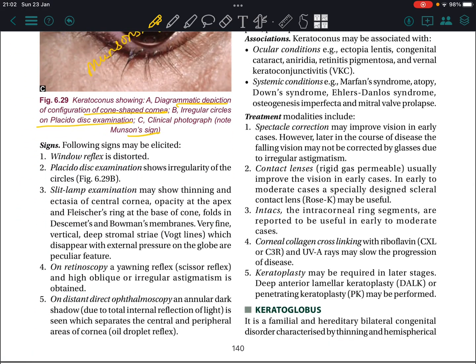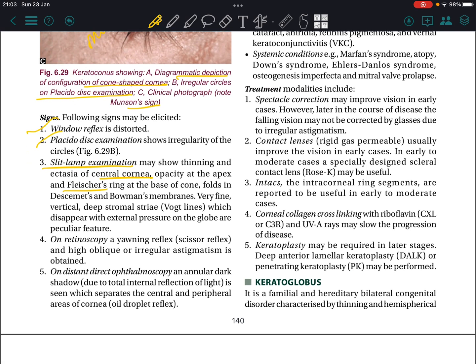Signs: window reflex is disordered on Placido disc examination. Slit lamp examination may show thinning and ectasia of the central cornea, opacity at the apex, Fleischer ring at the base of the cone, folds in Descemet's and Bowman's membrane, and very fine vertical deep stromal striae, Vogt's lines. These disappear with external pressure on the globe, a peculiar feature. On retinoscopy, a yawning reflex, scissor reflex, and high oblique or irregular astigmatism are obtained.